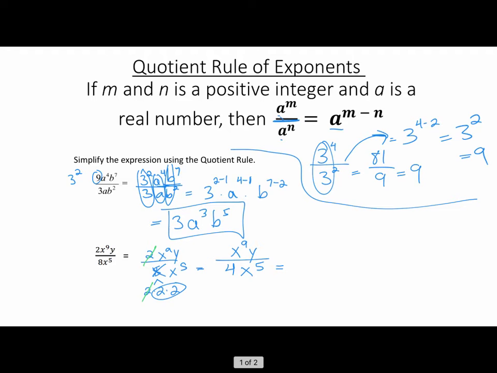So now I'm going to use the quotient rule for exponents. And the only quotient I have is x, right? Everything else is going to stay the same. So I need to take the numerator's exponent minus the denominator's exponent for that base x. So 9 minus 5 is 4. And everything else remains the same.